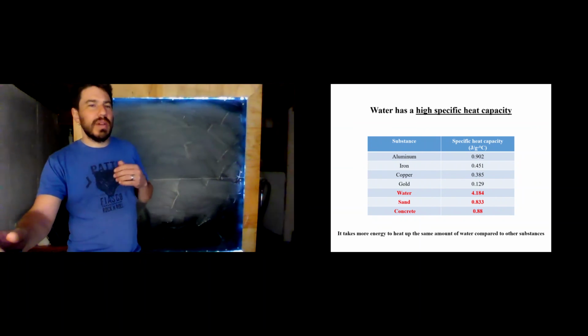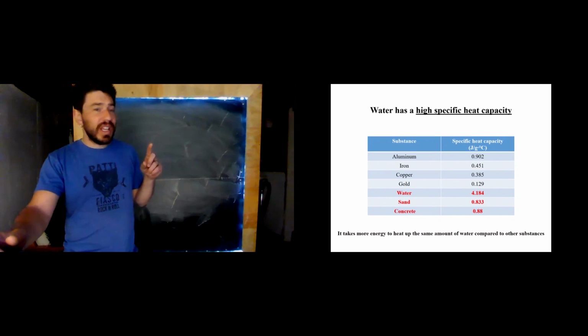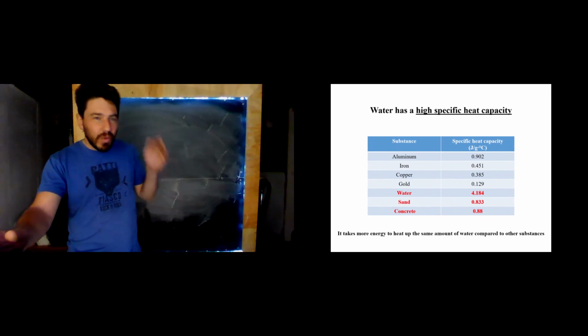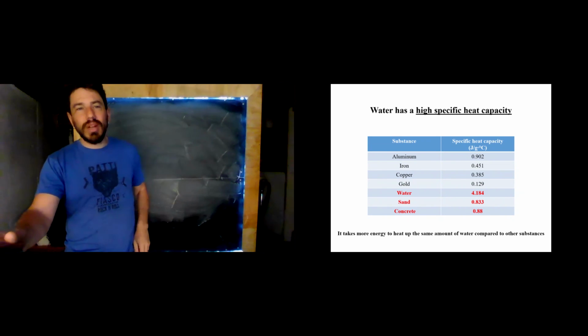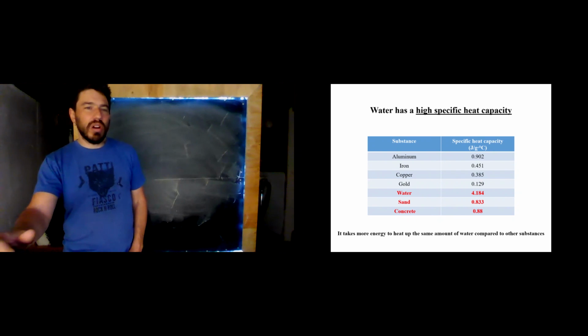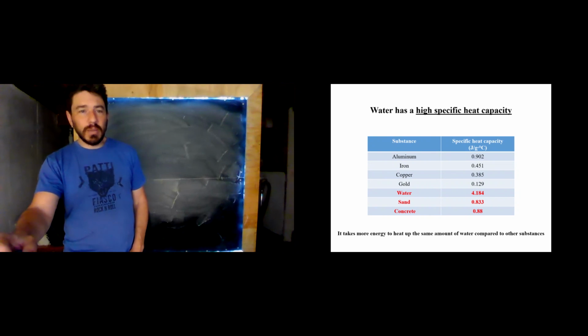So maybe you've heard this about deserts. Deserts have very high daytime temperatures, but they also have very low nighttime temperatures. Great temperature swings. Why? There's no water around to regulate the temperature. So if you live next to a large body of water, it's going to tend to moderate the temperature. It's not going to get as hot in the summer, and it's not going to get as cold in the winter.